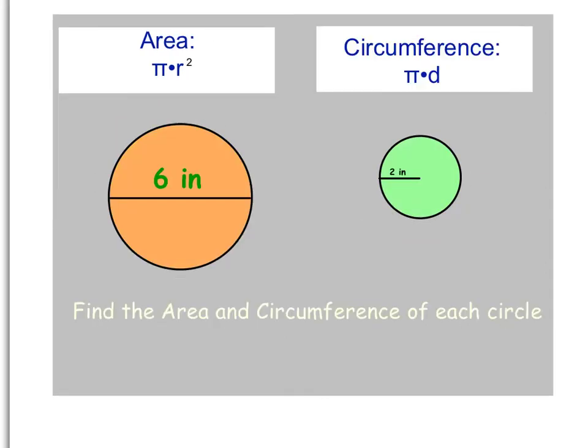Now let's talk about that. I want you to pause here, and I want you to find the area of this circle and the circumference of this circle. So I want you to pause, and I want you to try both of these. Find the area of one circle and the circumference of the other, and then if you would like, in addition, you can find the area and the circumference of both. But right now, pause.